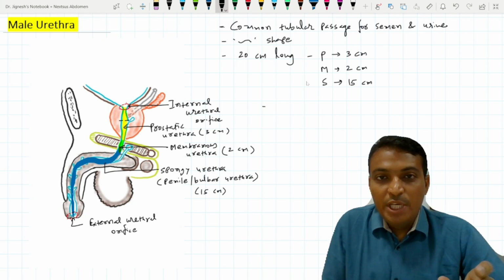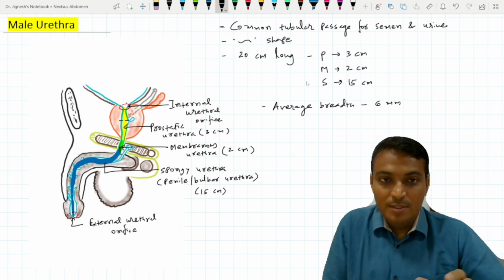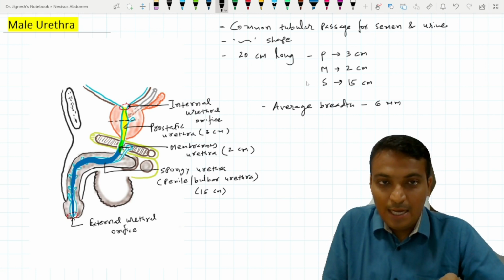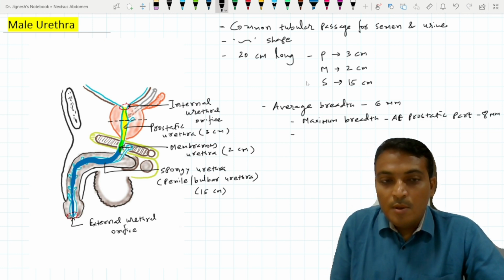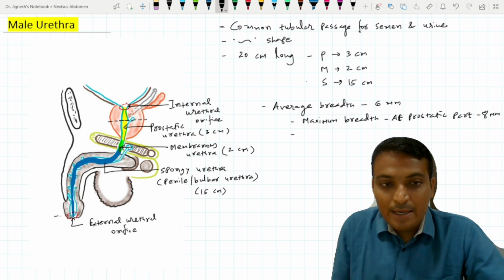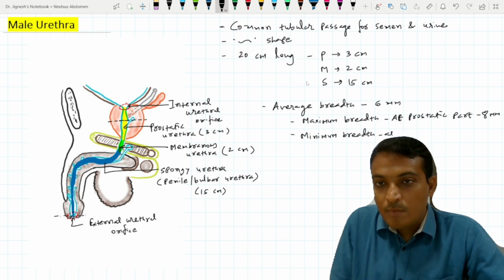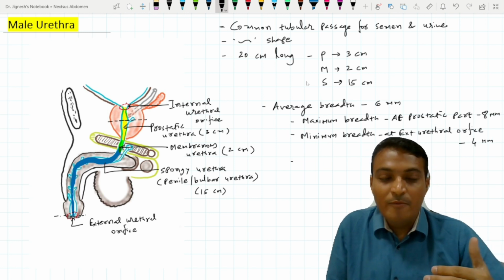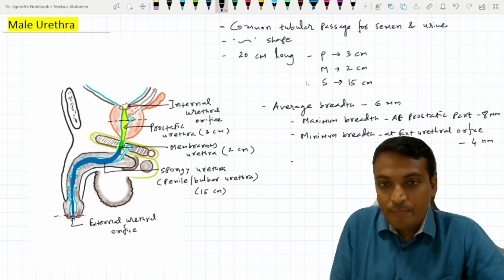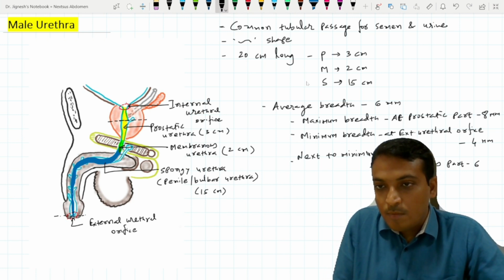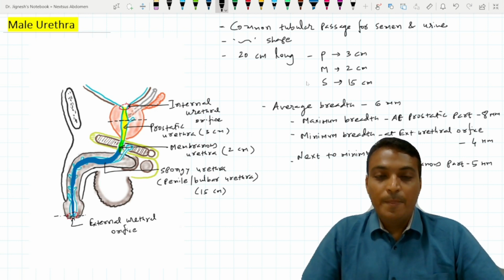On an average, the breadth of the male urethra is 6 mm, but the highest breadth is present at the prostatic urethra, around 8 mm. The minimum breadth is present at the external urethral orifice, around 4 mm. The next to minimum breadth is at the membranous urethra, around 5 mm. So all these are the dimensions of the urethra.